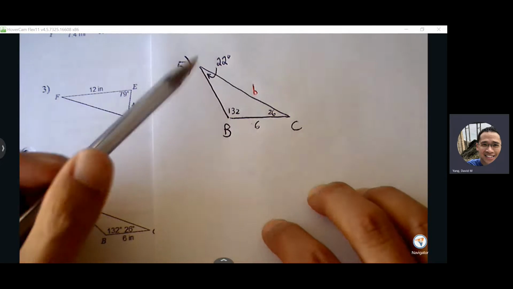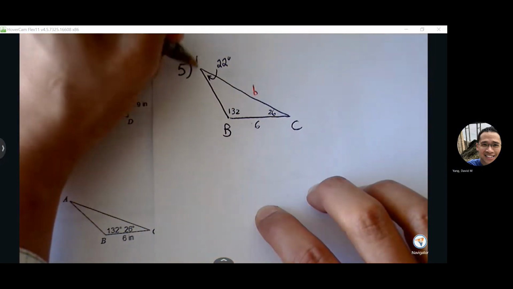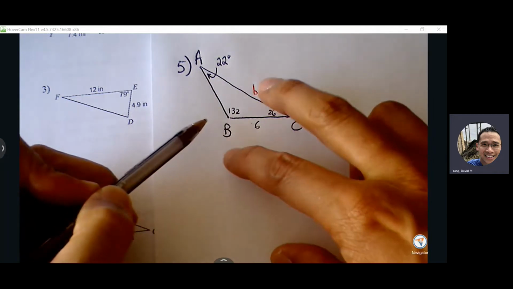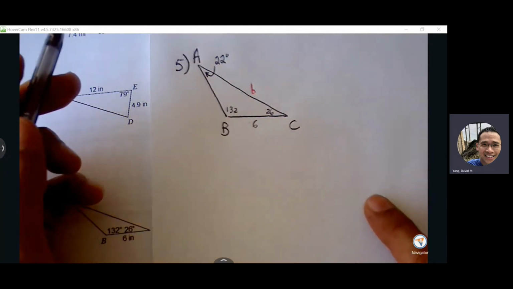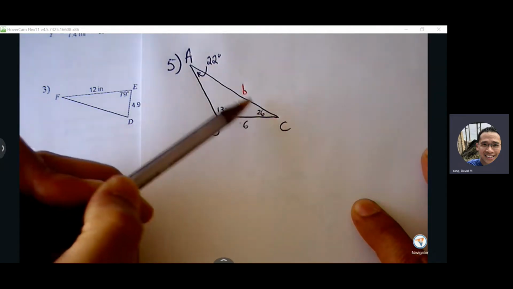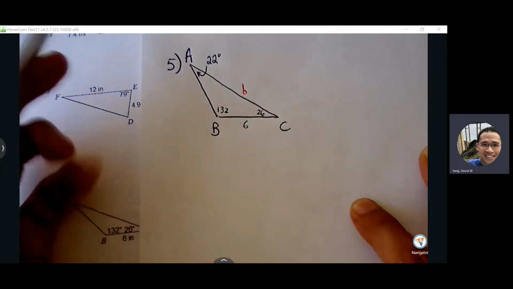And now I have a pair that I can work with, angle A and side A. That will help me get to side B if I just use law of sines. And once I get that information from law of sines, then I can do my area formula for side angle side.